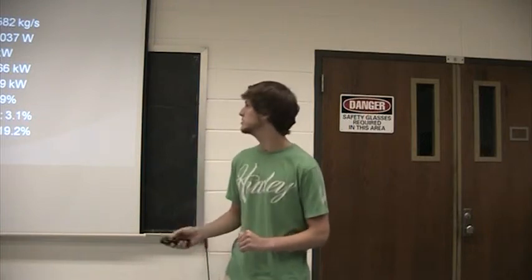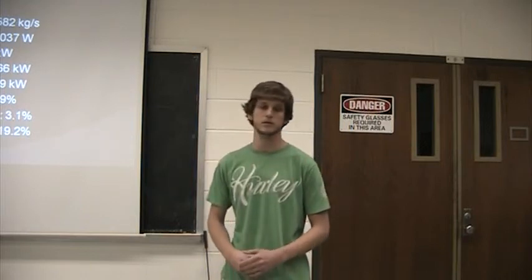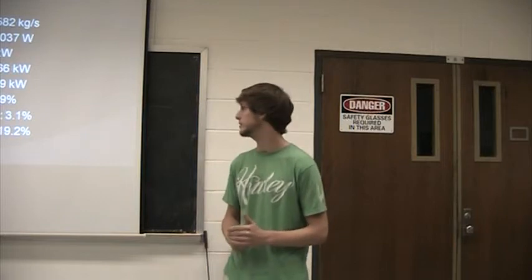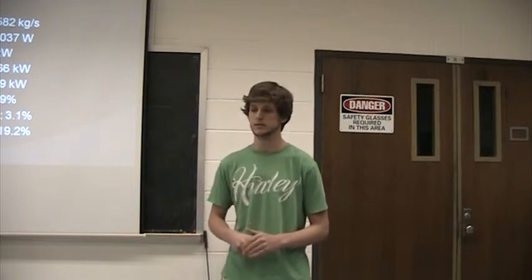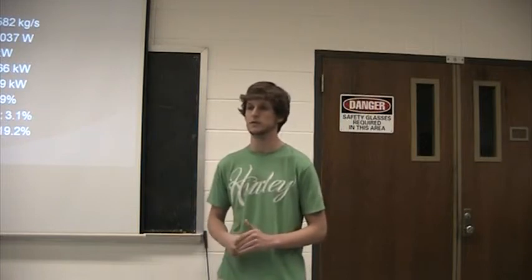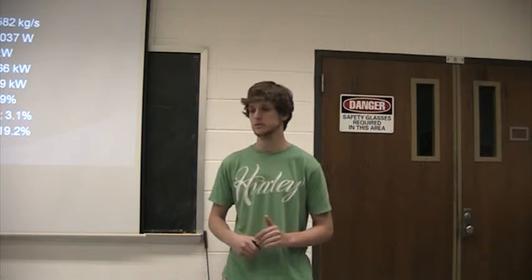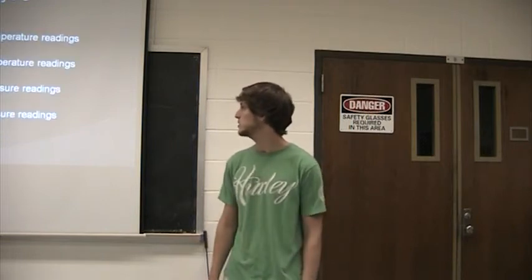I did my calculations and I found the mass flow rate to be 0.026 kilograms per second, pump work input 17 watts, boiler heat in 68 kilowatts, condenser heat out 66 kilowatts. Turbine work I found to be 2.09 kilowatts, turbine efficiency was about 16%, the actual cycle efficiency was about 3%, and the ideal cycle was about 19% efficient.